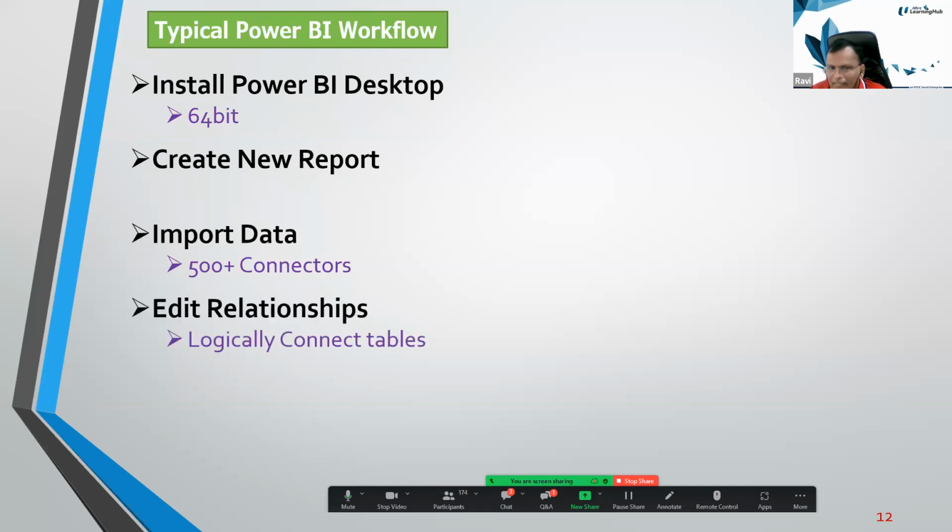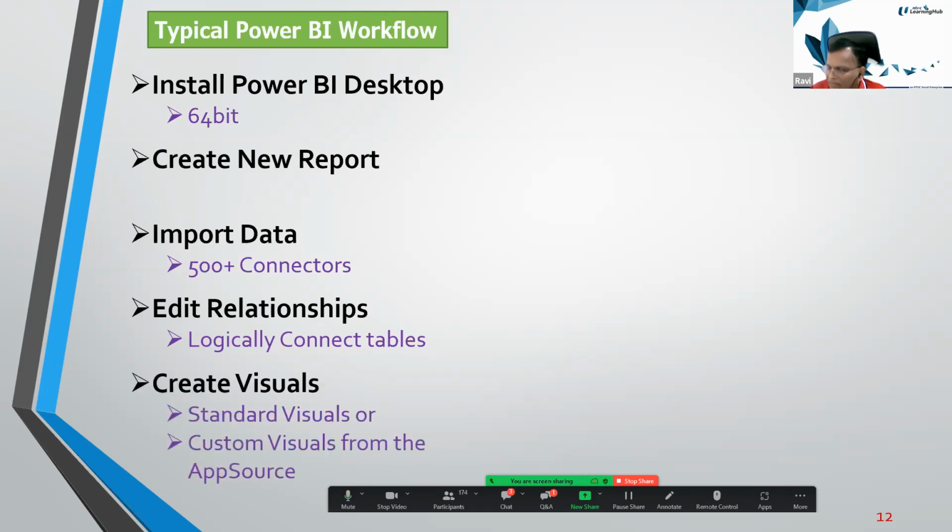Once you have imported data, we edit the relationships. Because data is not just one single table. There could be multiple tables or hundreds of tables. So we make sure the relationships are properly edited. Most likely, it has automatically built the relationship. When it imports it, it builds it. But there are certain situations wherein you may have to build it manually. Okay, so we'll connect the tables logically. Once you have connected, now the data is readily available for us to make use of in the visuals.